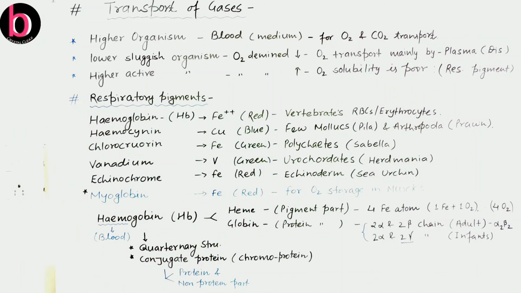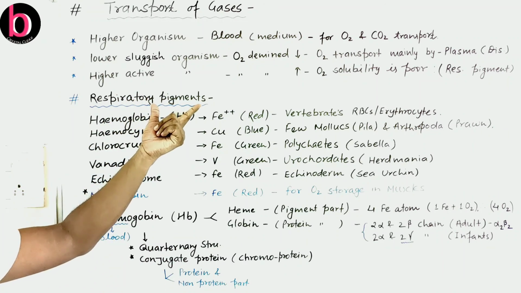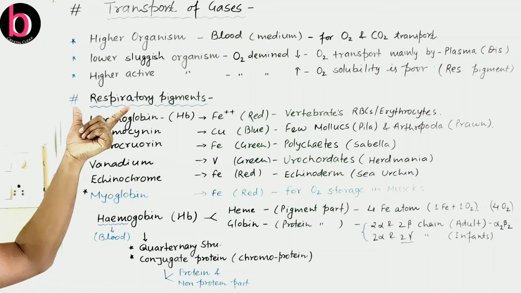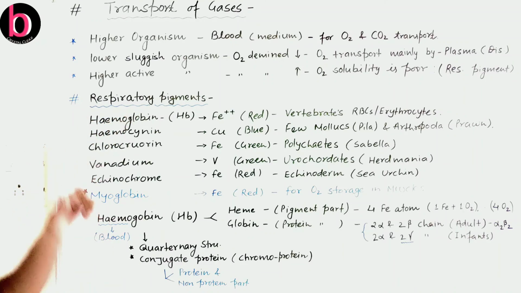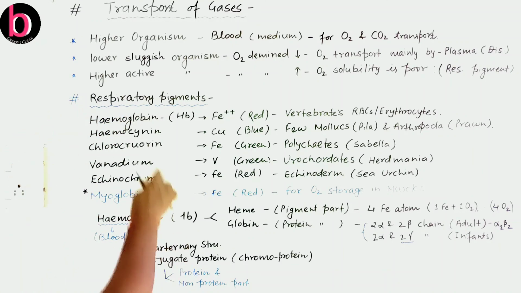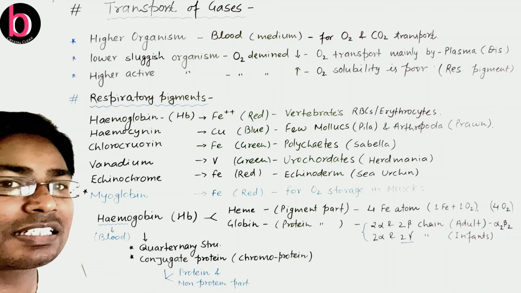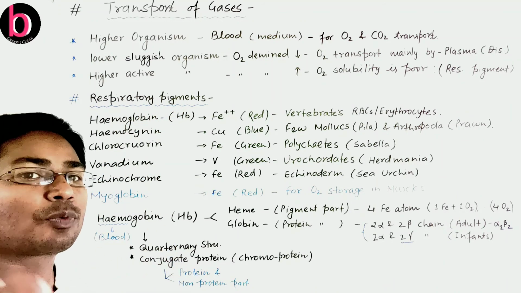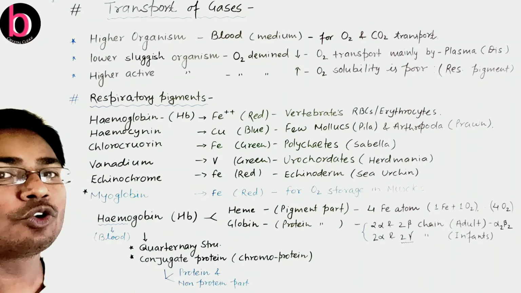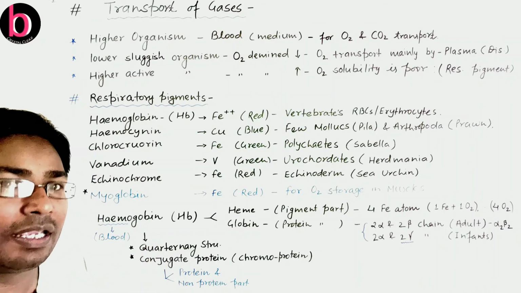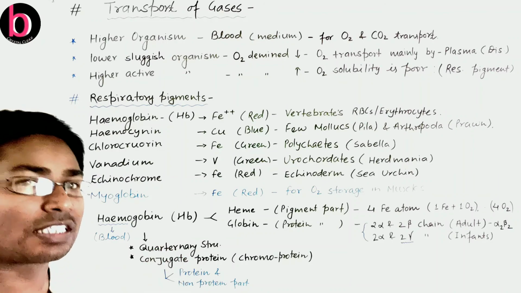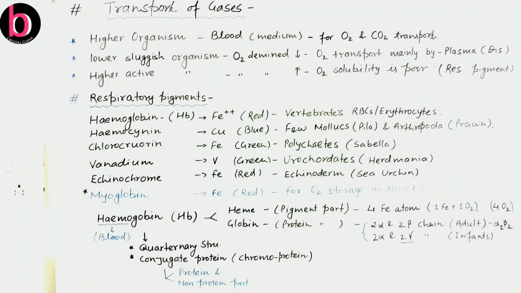Next is respiratory pigment. These are the pigments involved in gaseous exchange, that is respiration. That's why they are known as respiratory pigments. What are pigments? Pigments are substances which provide a specific color to a particular structure, maybe a cell organelle or a cell. Here the first pigment is hemoglobin. Hemoglobin is the most important one.